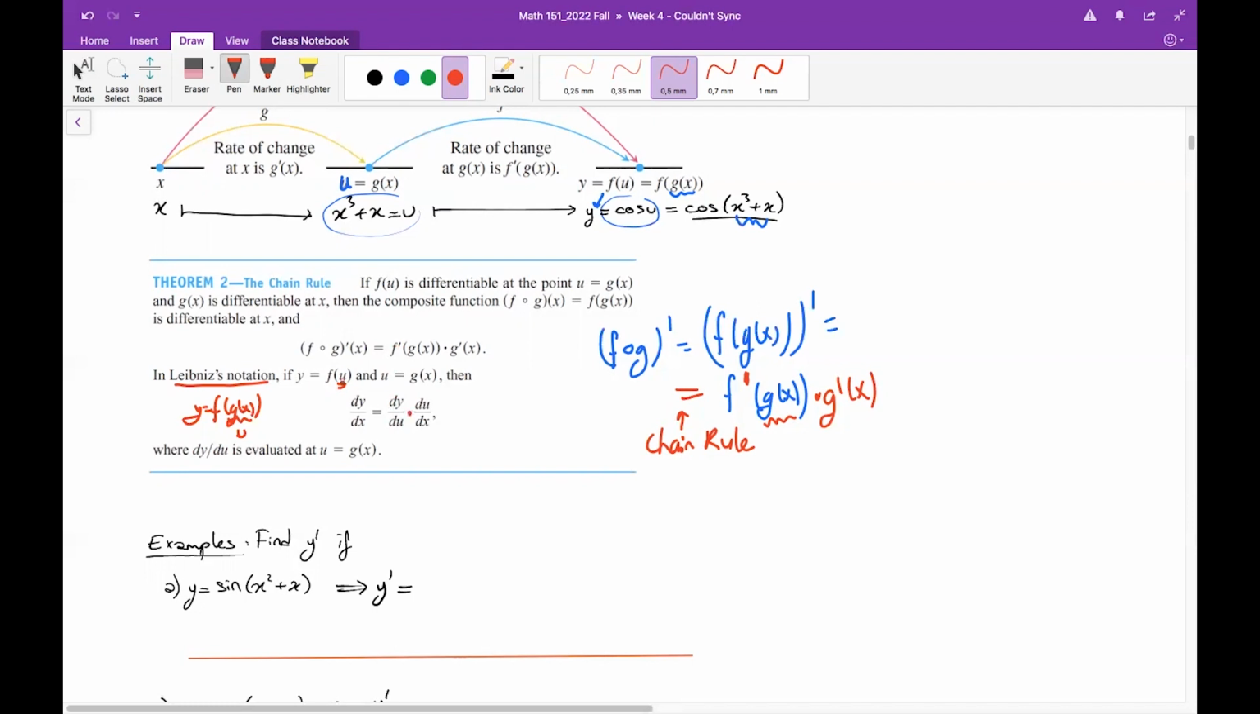That's why you start this rule like dy over du times. Now you move inside, just like we did here, right? You move inside and the insider function is u of x. That's why you multiply it with du dx.